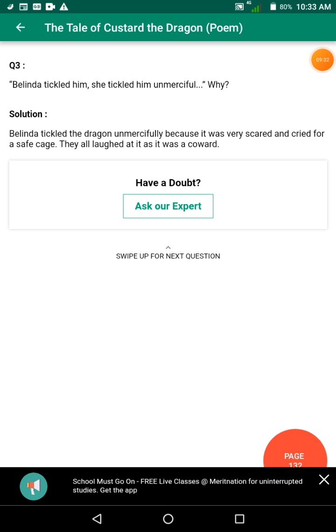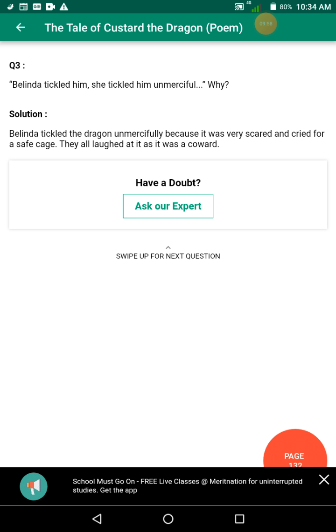Belinda tickled him and she tickled him unmercifully. Why? Belinda tickled the dragon unmercifully because it was very scared and cried for a safe cage. They all laughed at it because it was a coward.